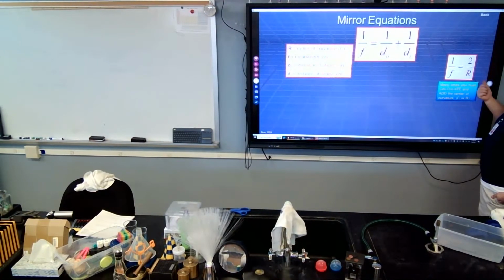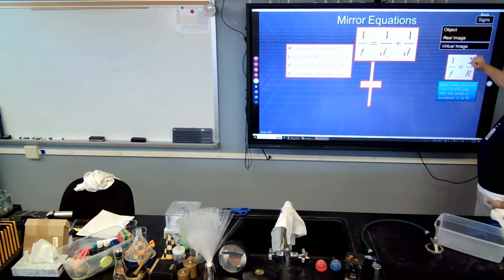I don't know why they show it this way, but if you realize you can just do F, 2F, R, so R equals 2F. So the radius of curvature is twice the focal length, or the focal length is half the radius of curvature. I don't know why they show it this way. Again, this is what's left over from textbooks.